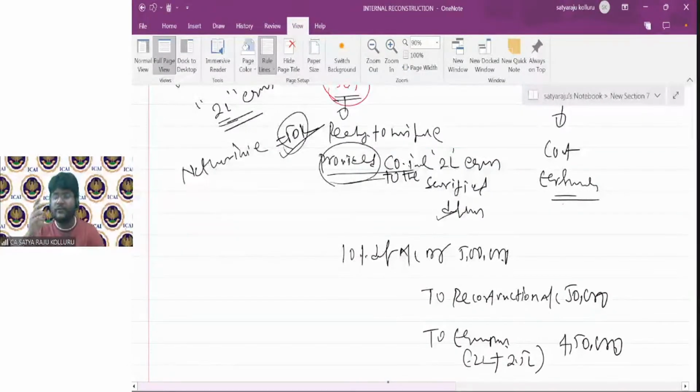The net sacrifice you should check, and to that extent only you should transfer to the reconstruction account. But for the other portion, if they're expecting anything, they are not sacrificing anything, sir, that is a different story. In that other portion, there is no sacrifice, there is no involvement of reconstruction account.